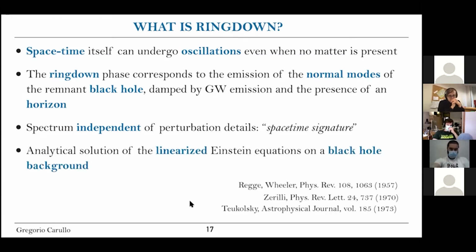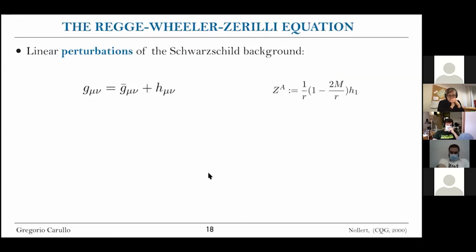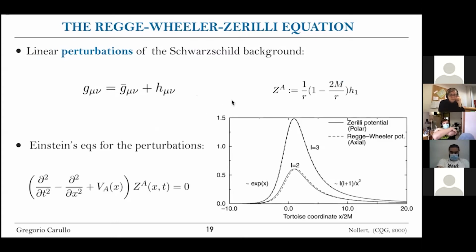An easy way to derive them is by linearizing Einstein equations on a black hole background. Very briefly, you take a background metric G bar, you add some small perturbation h mu nu, and upon changes of variable, you have to solve, in the non-spinning case, which is the easy one, this equation, which in the frequency domain is essentially equivalent to a Schrödinger equation with an effective potential, which I depicted here.